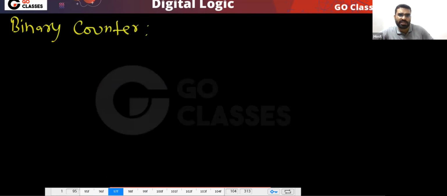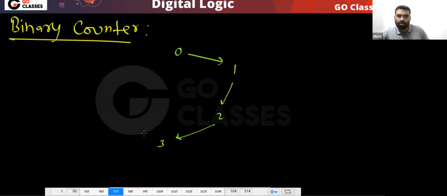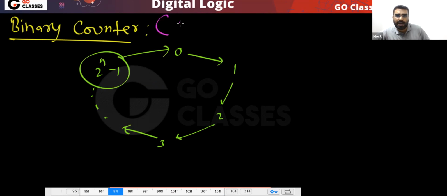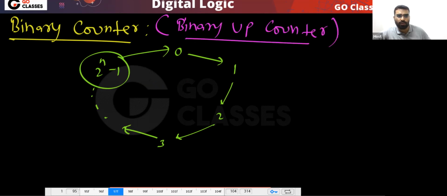Binary counter is a counting sequence. What is the definition of binary counter? This type of counter, which will go from 0 to 1, from 1 to 2, from 2 to 3, and so on, up to 2 power n minus 1, and then it will go to 0, is called a binary counter. By default, a binary counter is a binary up counter.